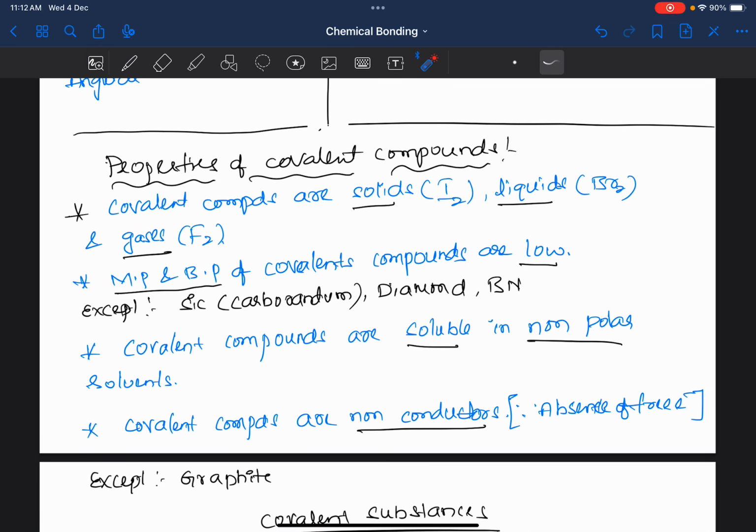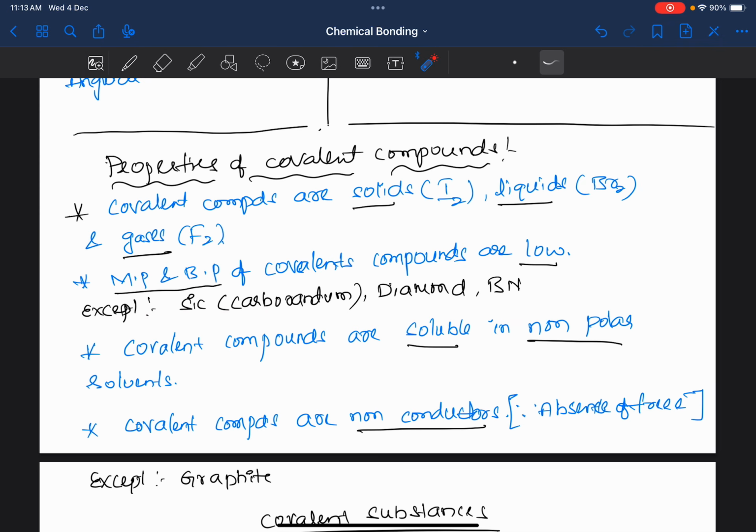But here exception cases are there, except silicon carbide. Silicon carbide is commonly pronounced as carborundum. Diamond, boron nitride. These compounds are covalent in nature, but for these, the melting points and boiling points are high. Therefore, these are the exception cases.